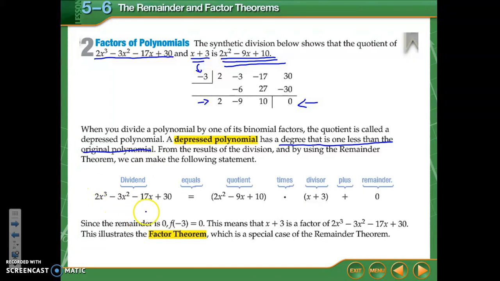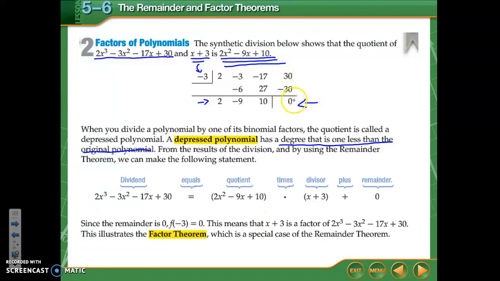So, because I know that this was my original polynomial, 2x cubed minus 3x squared minus 17x plus 30, I know that that has to equal the quotient times the divisor plus the remainder. So if I take x plus 3 times my answer, 2x squared minus 9x plus 10, I get my original function. And in this case, my remainder is 0. Since the remainder is 0, I know that if I were to plug negative 3 into my original polynomial, I would get 0. So since negative 3 is a 0, or an x-intercept, x plus 3 has to be a factor.